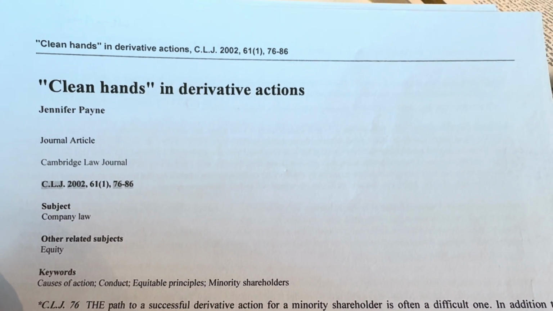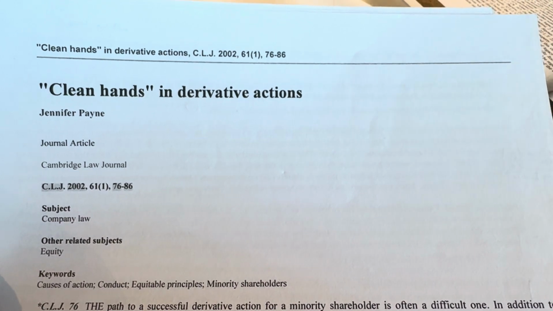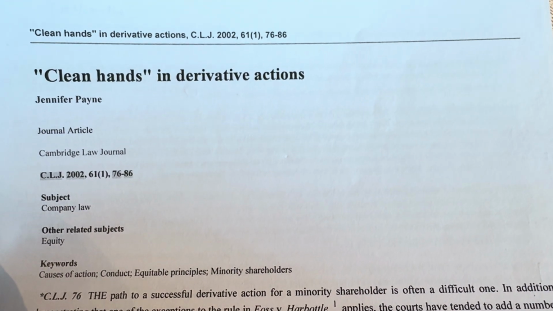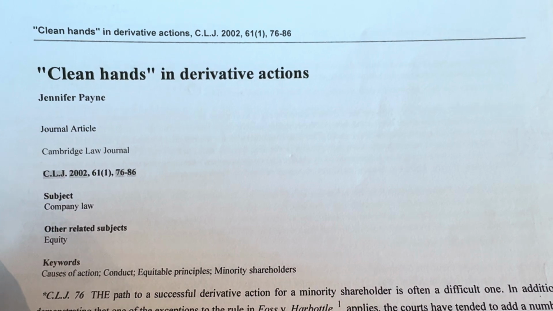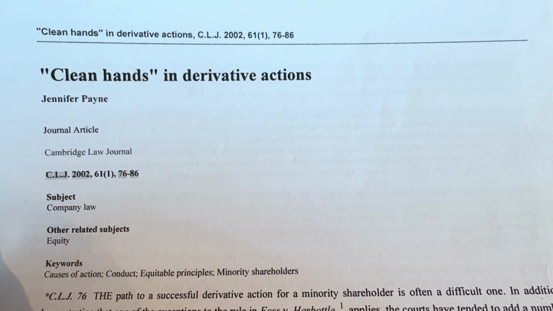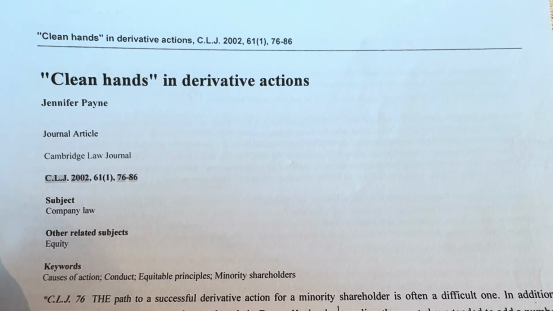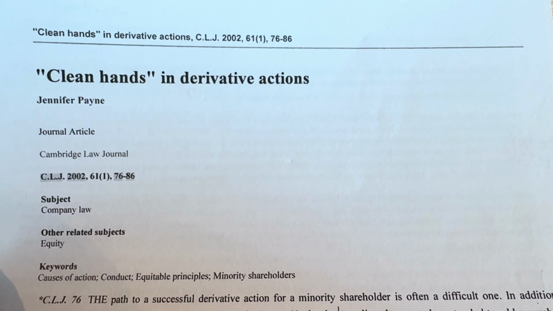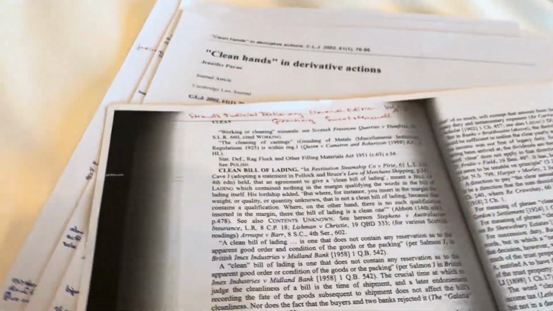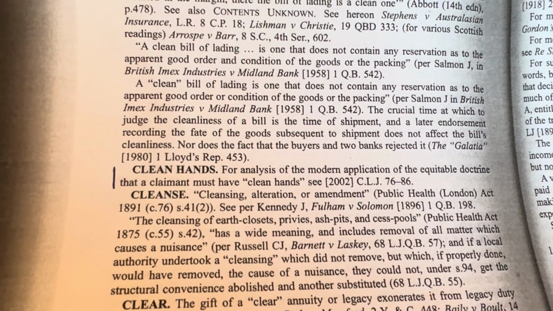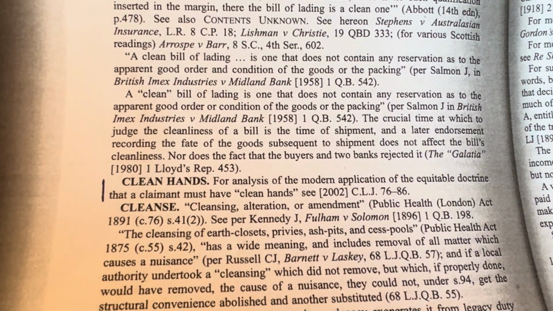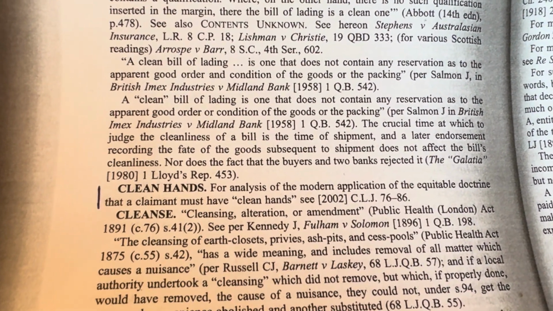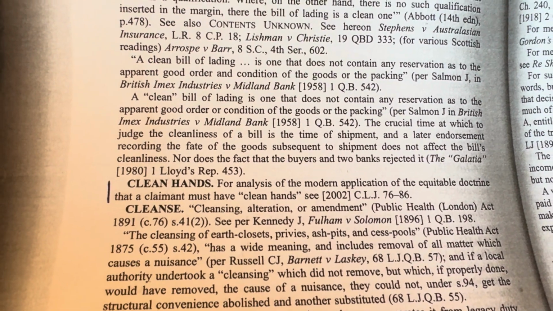You can go and look it up. I think I got it in the law library, but I think you can get this online. Easily accessible. The reason those little bits of the case are outlined is because I looked it up from the Strouds. And let's just return to that. It says here, clean hands: for analysis of the modern application of the equitable doctrine that a claimant must have clean hands, see that. And so we've quickly gone through a little bit of that.